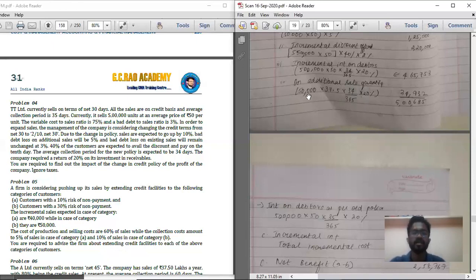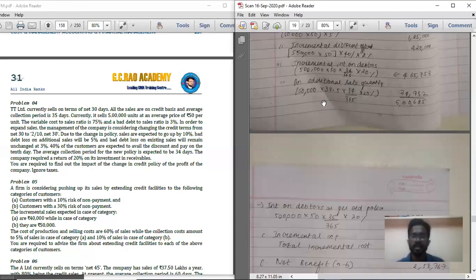Below that, open a bracket. Additional sales unit is 50,000. What is the cost incurred? 37.5. In the previous entry we didn't know the cost incurred, so we took sales value. Here we know the cost incurred, that is 37.5, because there is no fixed cost. So 50,000 into 37.5 into 34 divided by 365 into 20%. In the inner amount column record 34,932. So we added the total interest on debtors from the new policy.